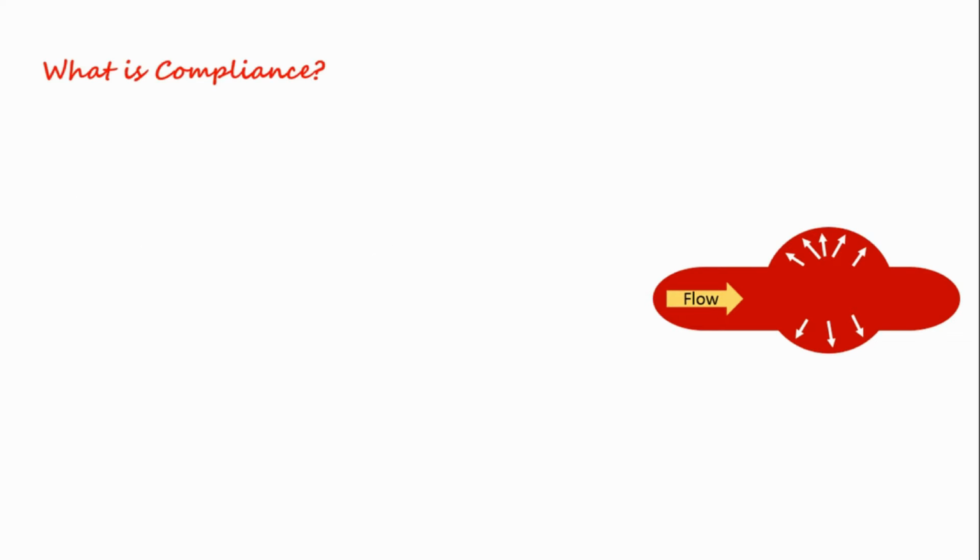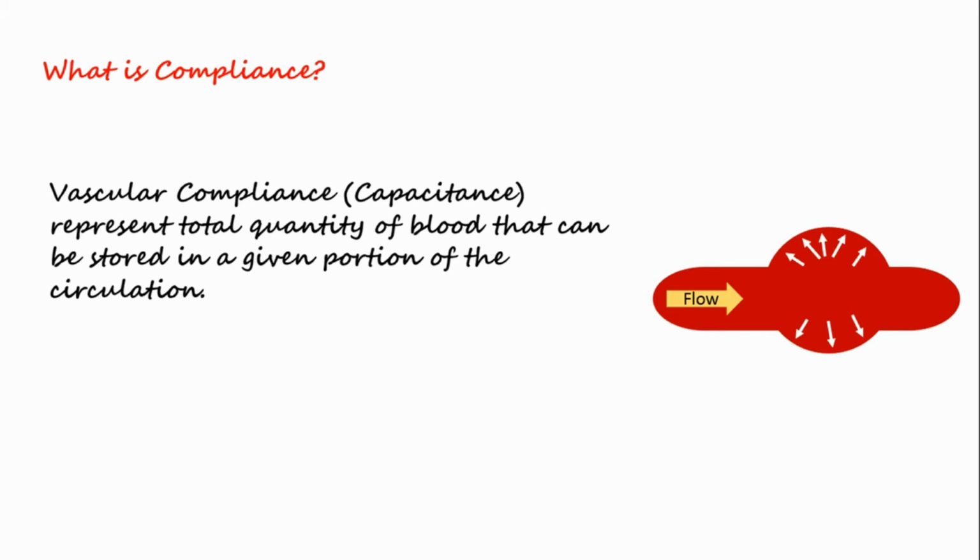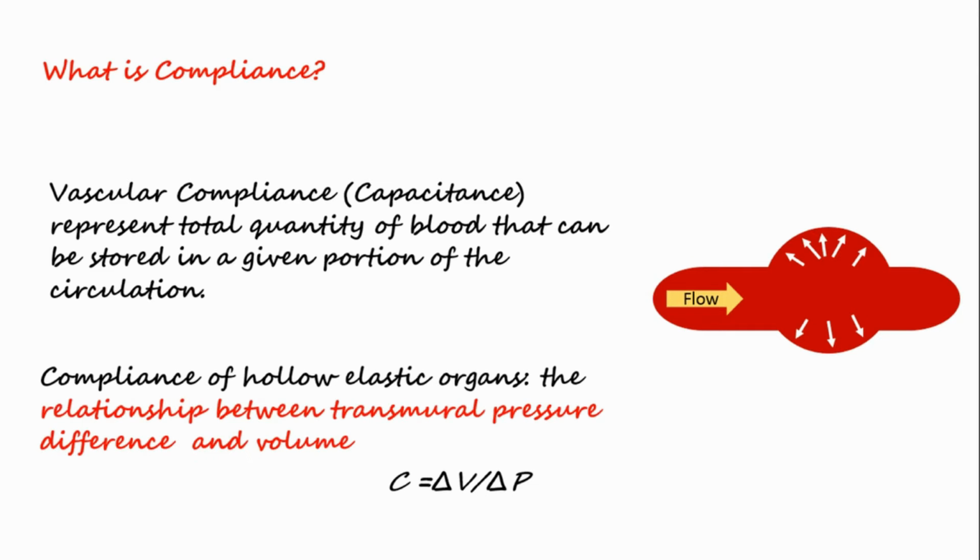What is compliance? Vascular compliance, capacitance, represents the total quantity of blood that can be stored in a given portion of the circulation. Compliance of hollow elastic organs is the relationship between transmural pressure difference and volume. C equals delta V slash delta P.